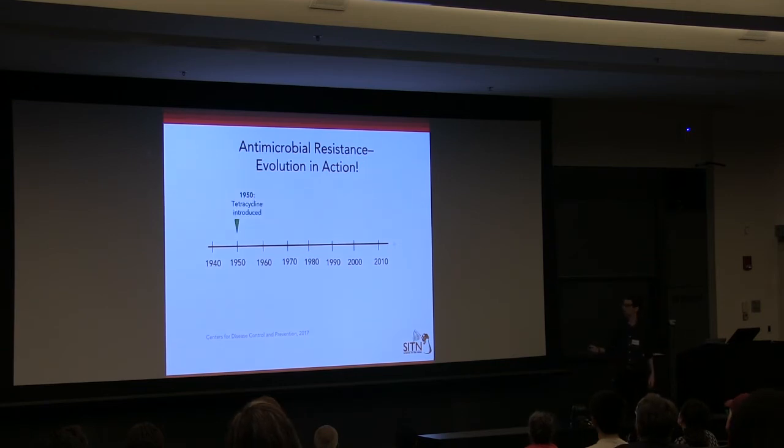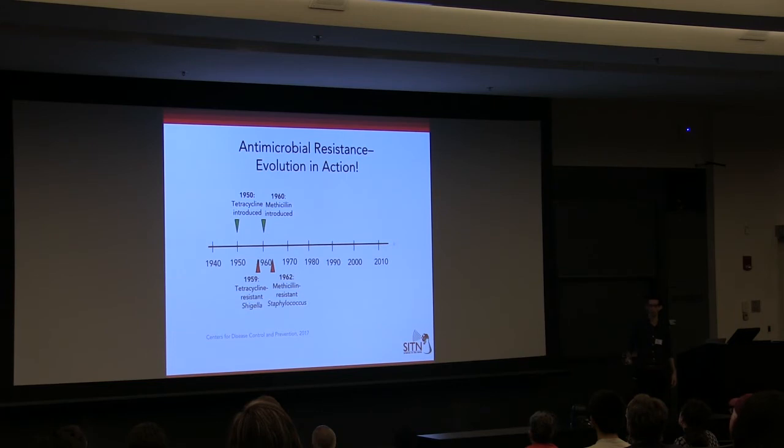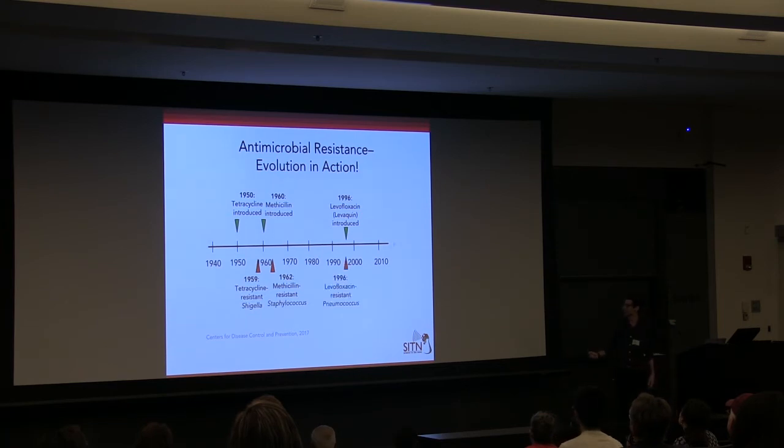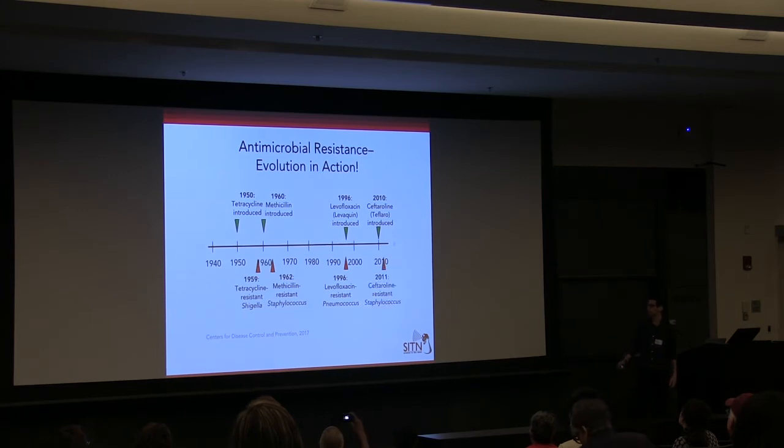So in 1950, tetracycline, which is an antibiotic, was introduced to the clinic. Just 9 years later, we isolated tetracycline-resistant Shigella. In 1960, methicillin was introduced. In 1962, we identified methicillin-resistant Staphylococcus. In 1996, levofloxacin was introduced. In that same year, we isolated resistant bacteria. 2010, again. 2011, resistance.